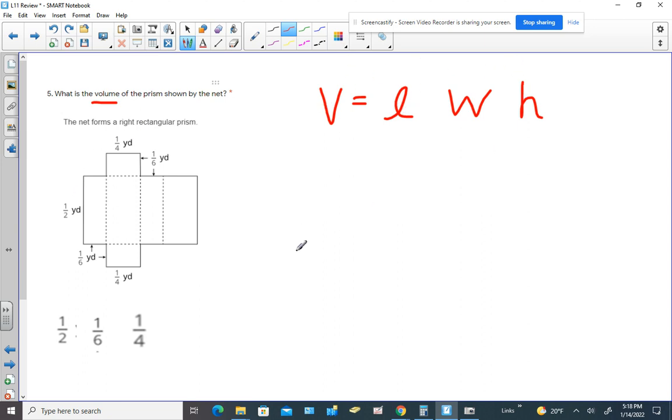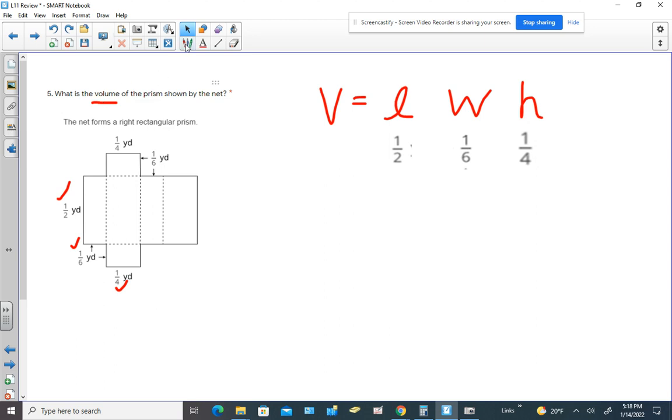Now, fortunately, in this case, we do have 3 different numbers. When there's 3 different numbers, that makes it a little bit easier because you can just look for the 3 different numbers. So we have a half, we have this number, we have this number, which is a 6, and we have this number. So how about we call this the length, we'll call this the width, and we'll call this the height.